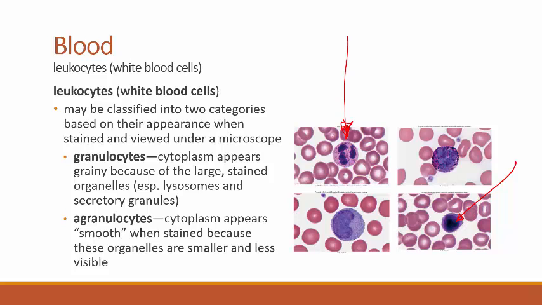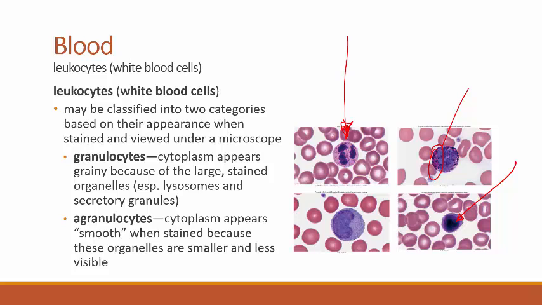So we can classify leukocytes, the white blood cells, into two categories, and that's really based on the appearance after a stain has been applied to them, and we look at them under the microscope. And so the two types are the granulocytes, and these are ones that when they are stained, there's this real grainy appearance, and you can see it there. That grainy appearance is because of the large organelles found in them that accept that stain. And they are primarily lysosomes, and if you recall from Chapter 3, lysosomes are the little packets of enzymes that are used to destroy things.